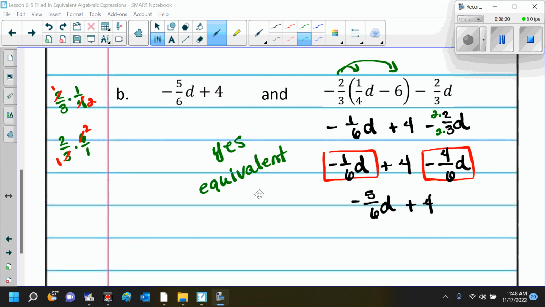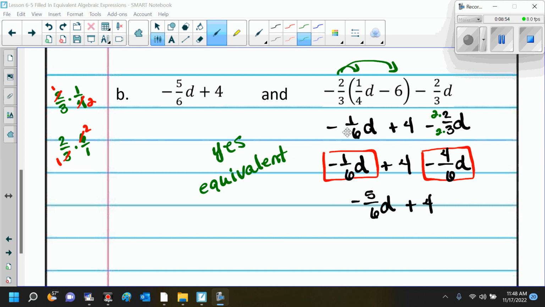All right, for example B, the first one is already simplified. Okay? So all we have to do is simplify the second one. So we're going to use our distributive property. We end up with negative 1/6D plus 4 minus 2/3 D. Now, when I use my distributive property, does everybody see I have my scratch paper work here on the side? And that's how I can clean it up here. You should always simplify when you multiply here, okay? And then we can combine our like terms.